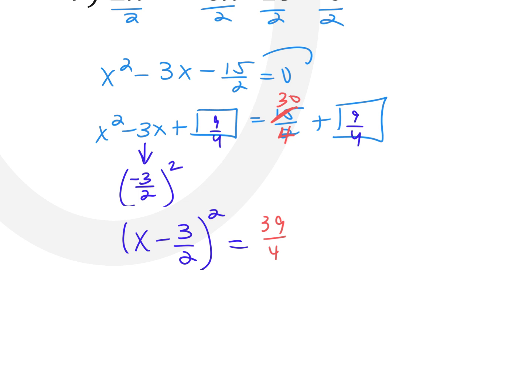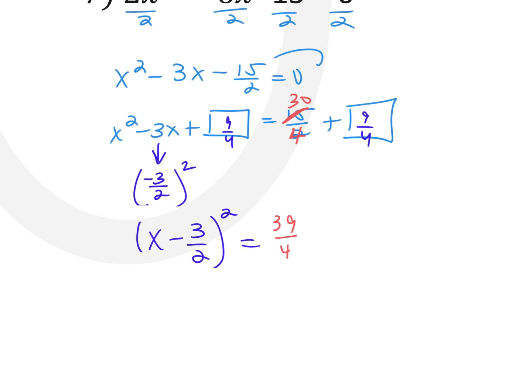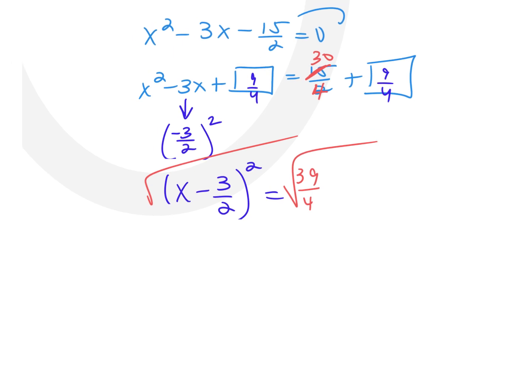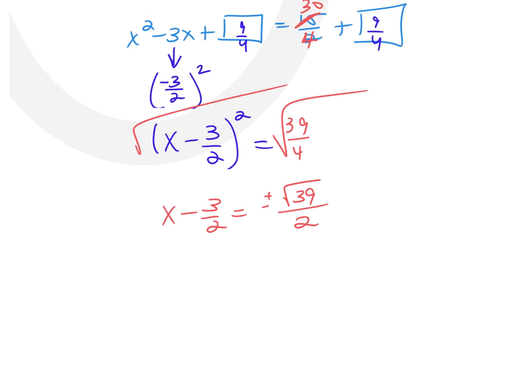Take what? Take the square root of both sides. Perfect. So what goes in front of my answer? Plus or minus. Do we know the square root of 39? Is there a perfect square hidden inside there that we can take out? No. But do we know the square root of 4? What is it? Perfect. And then what's your last step?